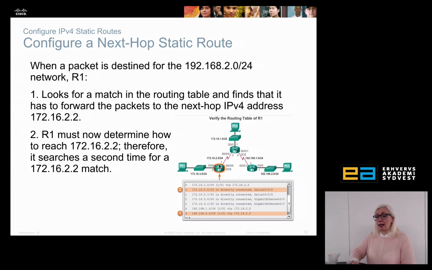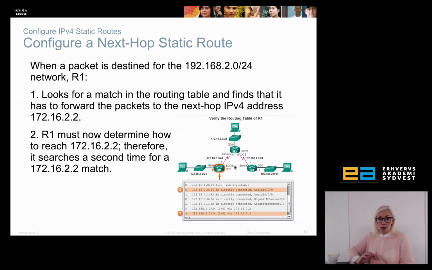But then of course I have to do routing twice, because first I say I want to go to this interface, but this is an IP address also, and I need to look into my routing table and see, okay, how can I reach 172.16.2? And then I can see, okay, that is directly connected. And then I can find it by going out of serial 0/0/0, which is the exit interface here.